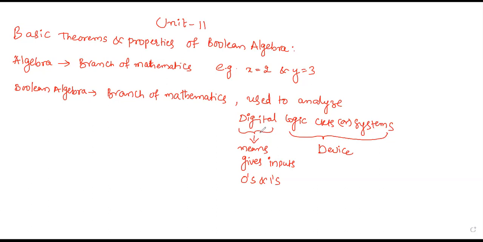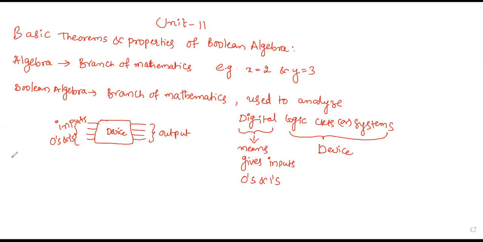What is meant by a digital logic circuit? Nothing but a device. This is one device, and this device has inputs. These are the inputs considered, and for these inputs, we apply only zeros and ones. This is the output for the device. This is about the introduction.